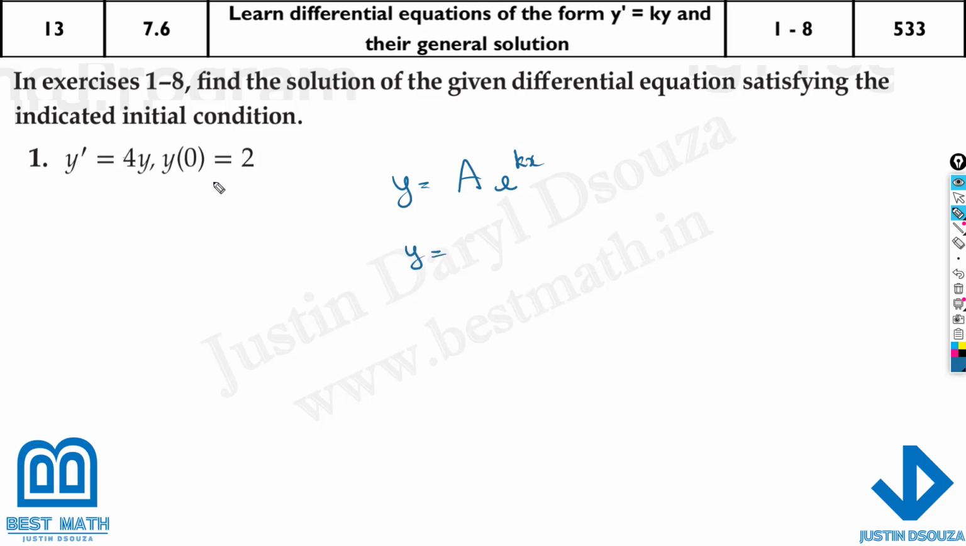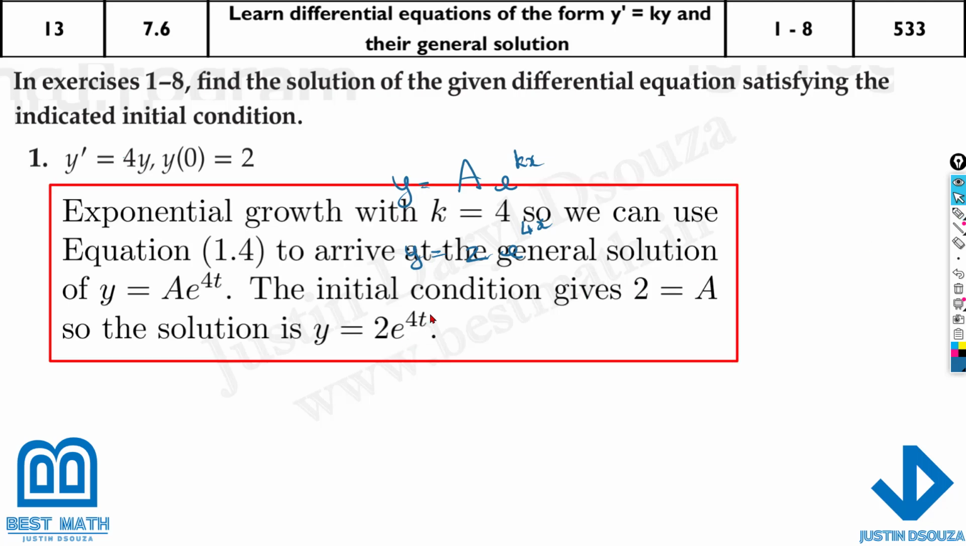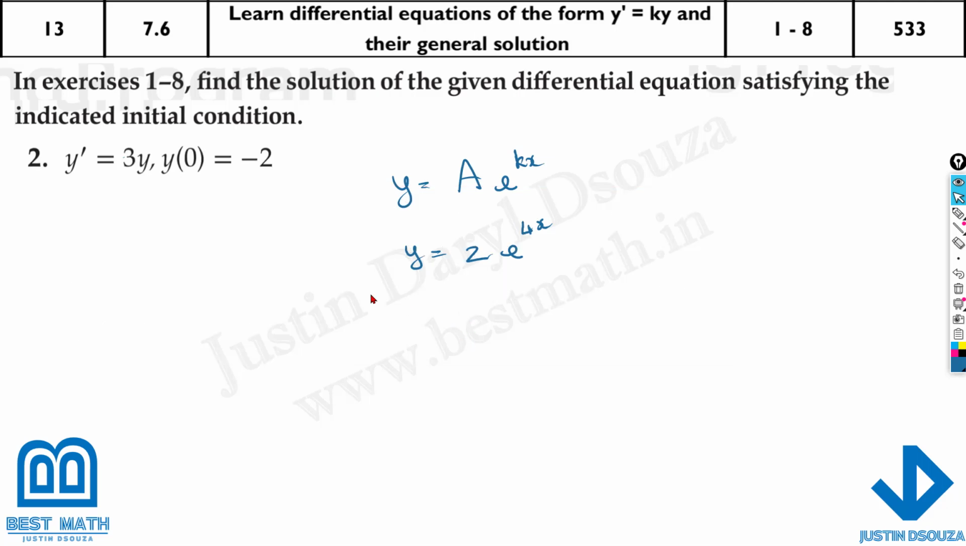Now, y is equal to a, the initial condition, 2, e to the power 4x. That's it. So here we go. That's the answer. You can see, here also it's written in terms of t. Now what about this one? I'll just write it out over here itself, and it'll be y equals minus 2 e to the power 3t or x, because this is the initial a value, minus 2, and the k value is 3.